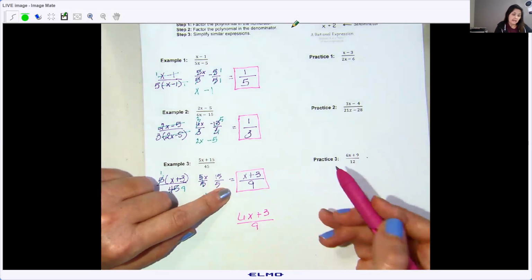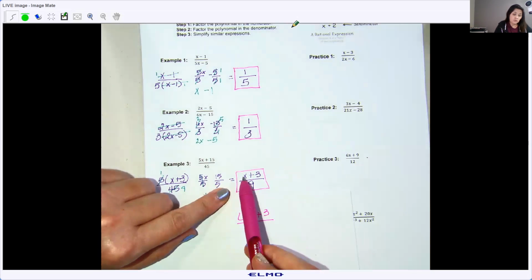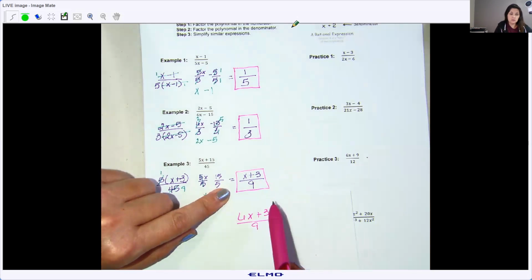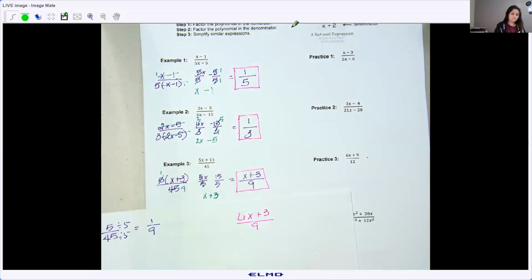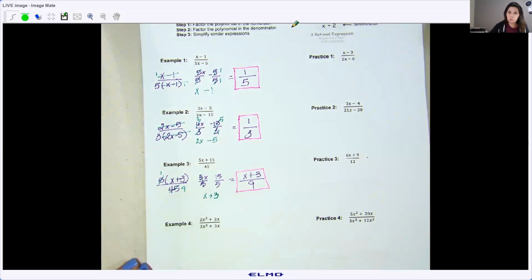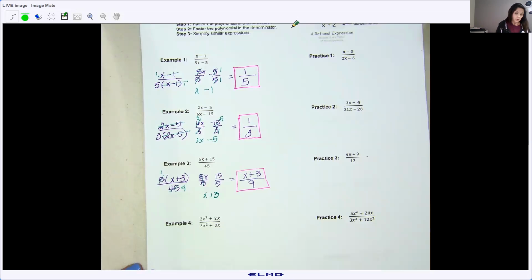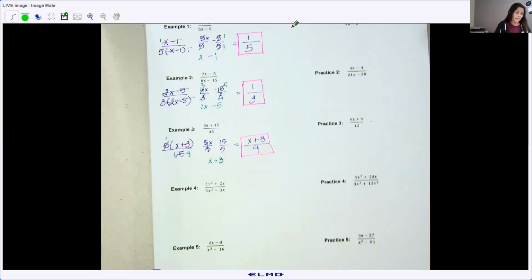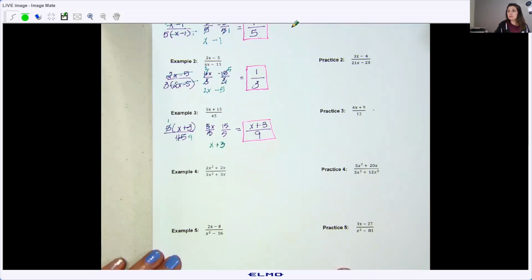Let me say it a different way. If both of these terms cannot be simplified with the denominator, you can't simplify it. Both of them need to be able to be simplified with the 9. Okay. All right. If you need more clarification on that, just come to one of my Zoom help classes. Okay, so at this point, you'll want to look at practice number 3. Okay. And I'm going to move on to example 4.